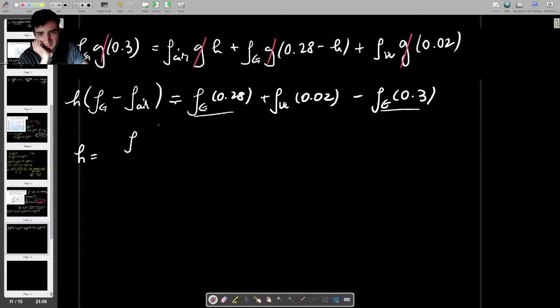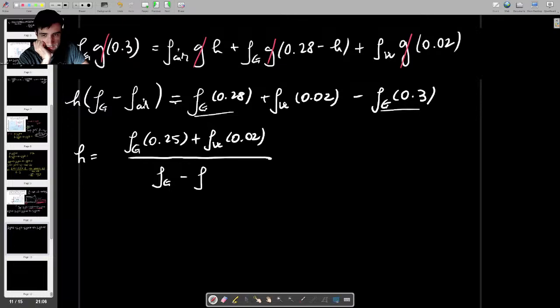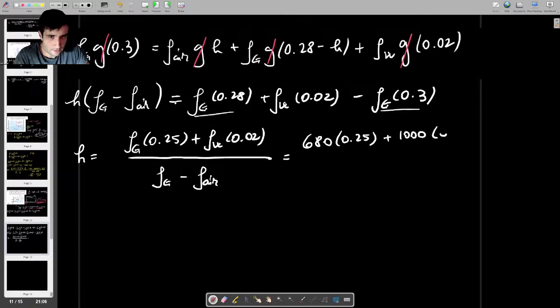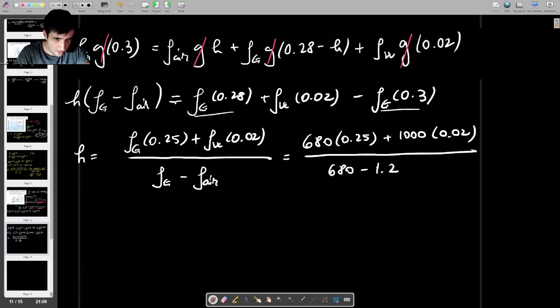density of gasoline times 0.25 plus density of water times 0.02 divided by density of gasoline minus density of air. So this is, let's see, we know this is 680 times 0.25 plus 1000 times 0.02 over density of the gasoline, that's 680 minus 1. I think we can say that's 1.2. So this is 680 times 0.25 plus 1000 times.